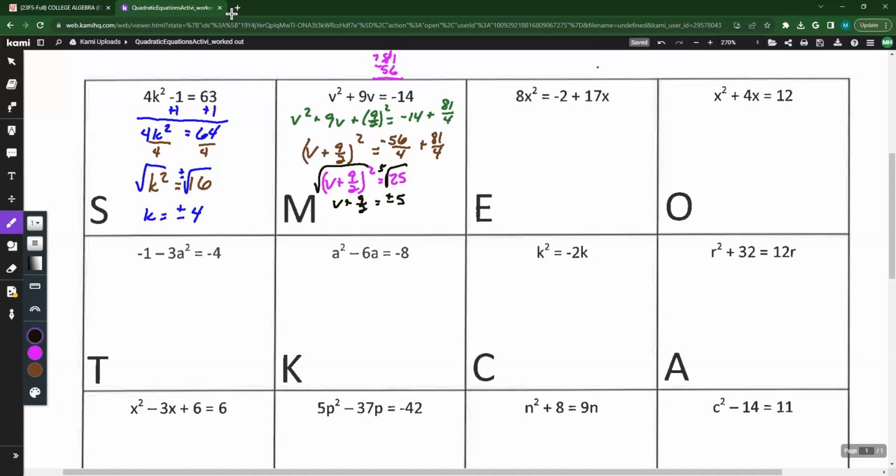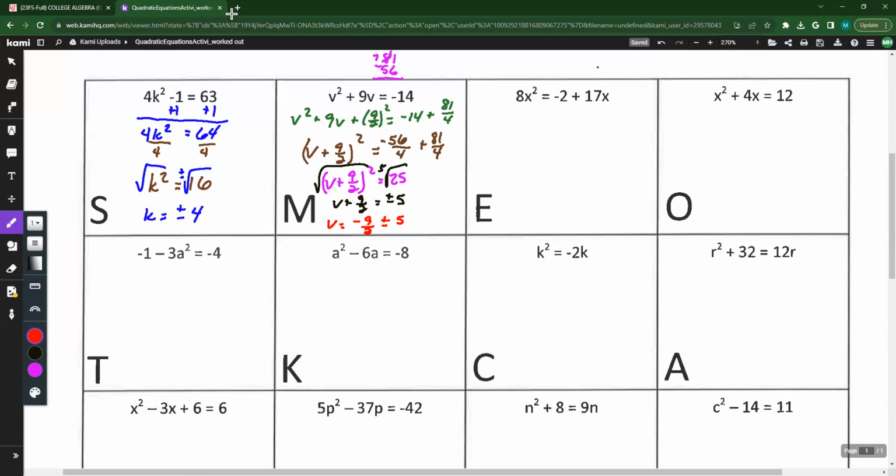And then I can subtract the 9/2. So v, let's change color. V equals negative 9/2 plus or minus 5. And I could say that this is 5 over 1, which would be 10/2, but I'm just going to leave it as 5, because I can have fractions and whole numbers.